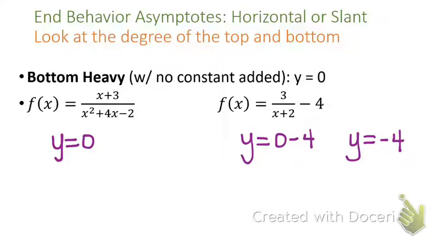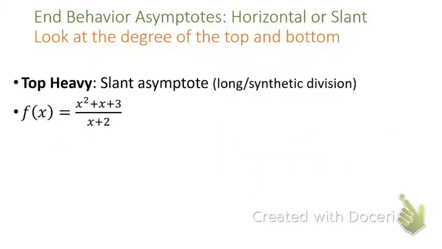Okay. And then our last one we'll talk about is the slant, and that's where we're going to do synthetic division. So we could do long division, but it's a little easier to do synthetic. So we'll go through how to find that. So this has a slant asymptote.